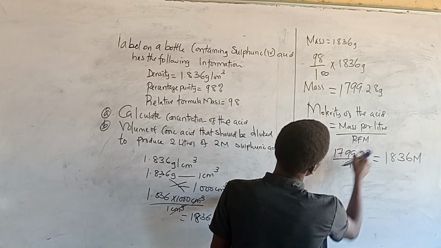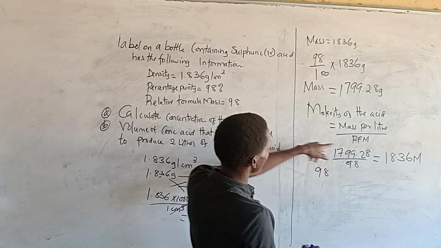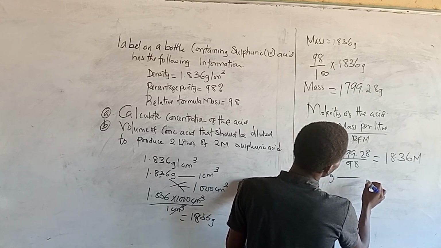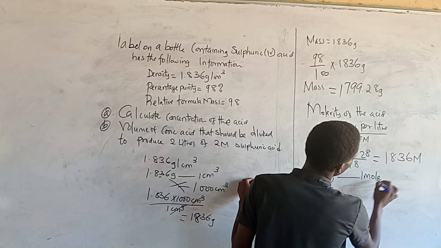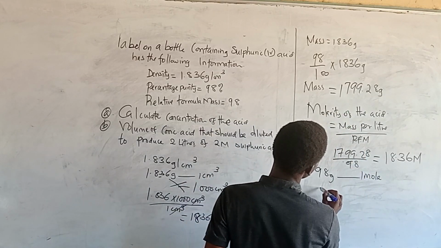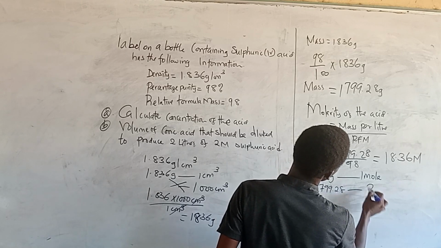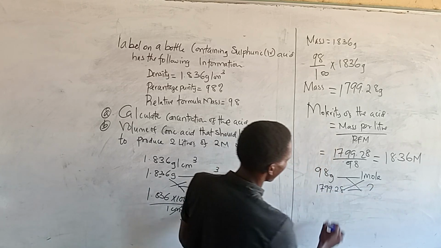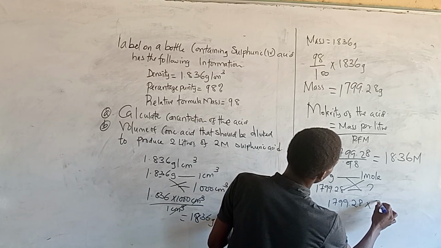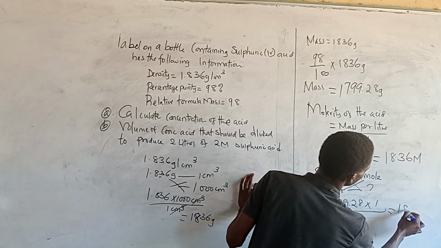We can also say that 98 is the relative formula mass, so 98 grams is equivalent to 1 mole, because this is the molar mass. What about the mass we have here, 1799.28? This will still give you the same answer: 1799.28 times 1 divided by 98. You get the same answer.